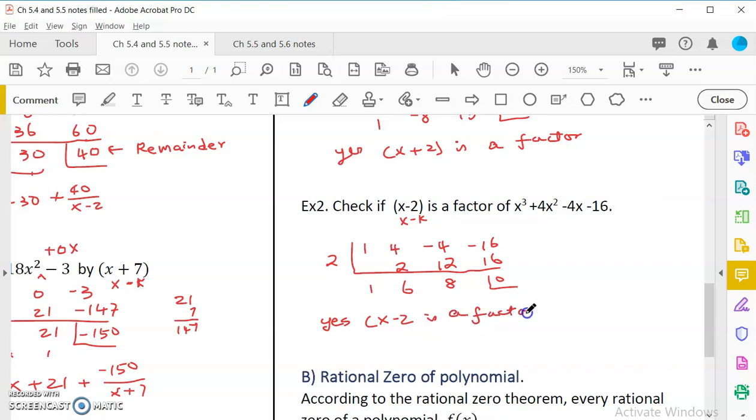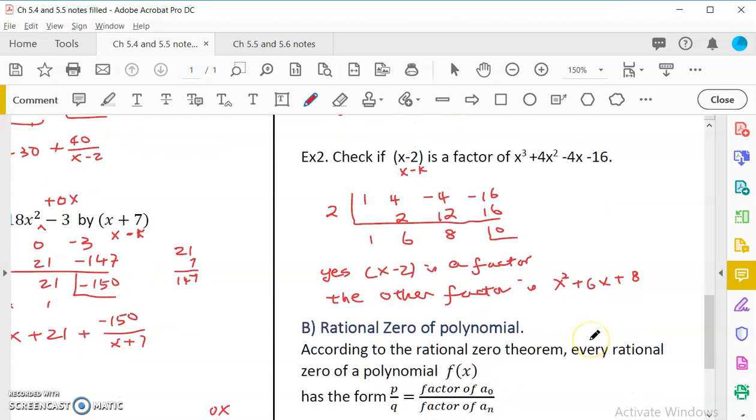And what's the other factor? The other factor is the quotient, 1x squared, so it's x squared plus 6x plus 8. And this is factorable, so that's how you find all the factors. So it all started if you have an x cubed and someone gives you a hint that x minus 2 is a factor, you find another factor which is a quadratic factor, and you can factor the quadratic by diamond because it's quadratic. So then you can find all the factors.